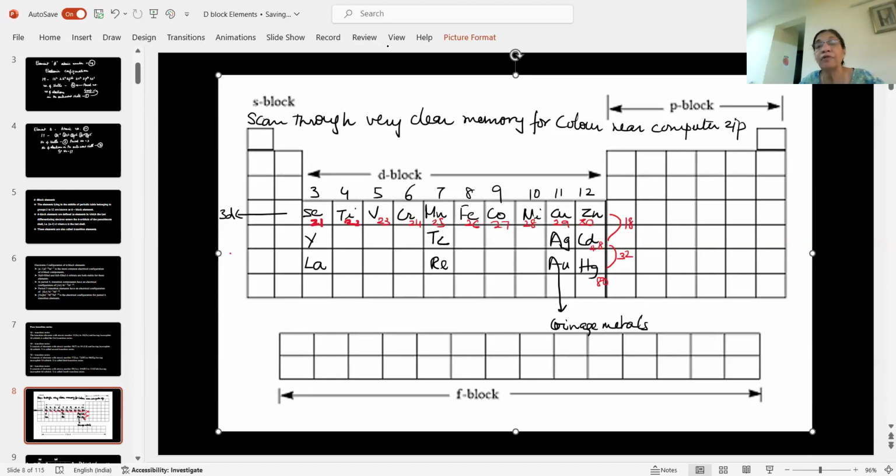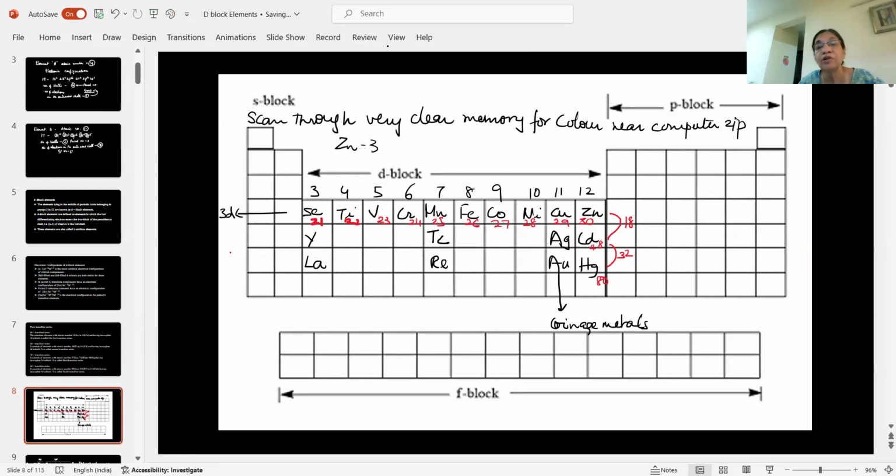Yes. Zinc is 30, so its electronic configuration is argon, 4s2, argon is 18, then 4s2 makes 20, and 3d10. So all these will have a fully filled D shell, with 10 electrons, all of them, cadmium and mercury. And since they have fully filled D shells, they don't show characteristic properties of D block, and so they are not considered as D block elements.